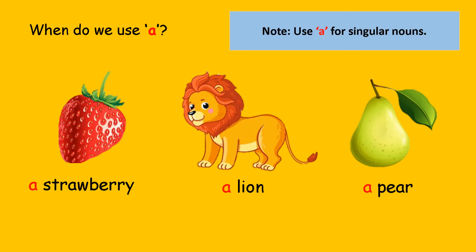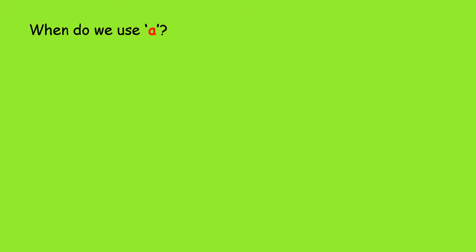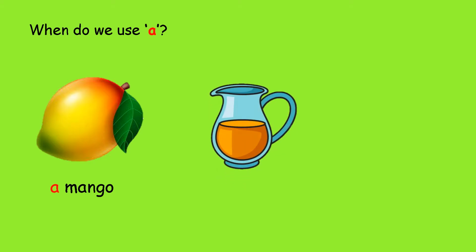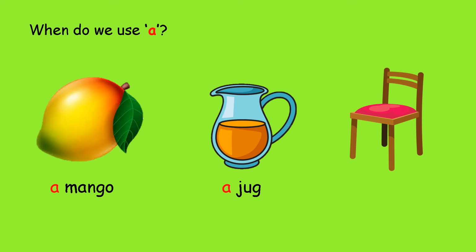So you must know, if you want to use a, the first rule is it must be a singular noun. Second, it must start with a consonant. Let's look at other examples. This is a mango. Next, we have a jug. And we have here a chair.